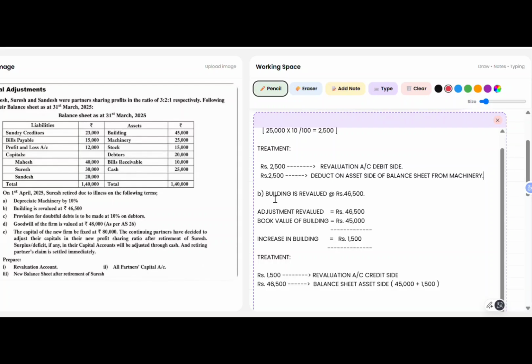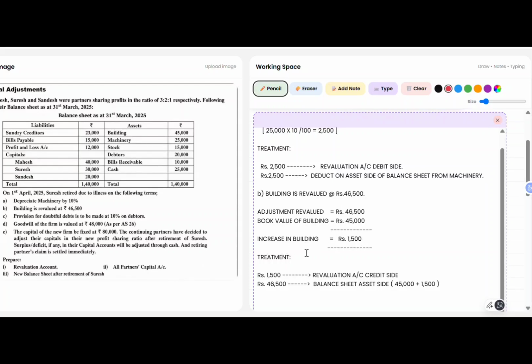So here the building is revalued at 46,500. So now we have to find out the difference between the book value and the new value given in the adjustment. So the adjustment, revalued building, is 46,500, but the book value given in the balance sheet for building is 45,000. So the difference, if you see here, the new value is greater than the old value by rupees 1,500. So this 1,500 is the increase in the value of the building.